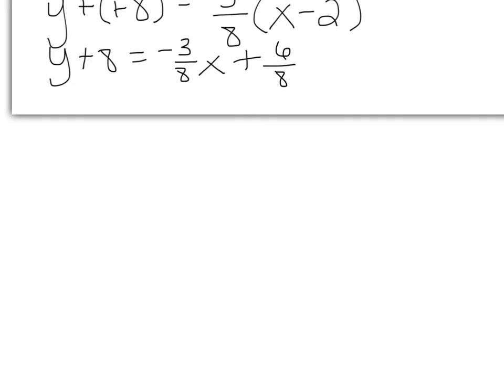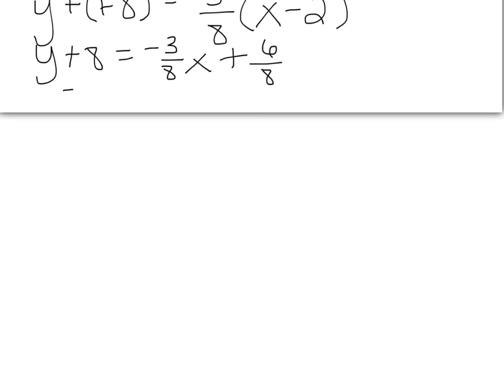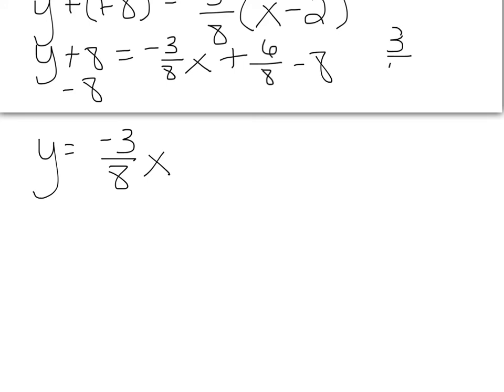Alright, they want this in function notation. So I need to subtract 8 from both sides. So I've got y equals negative 3/8 x. And I've got to do 6/8 minus 8. So first let's reduce 6/8 to 3/4 minus 8. So I need to find a common denominator. So it's going to be 4, because it's 8/1.